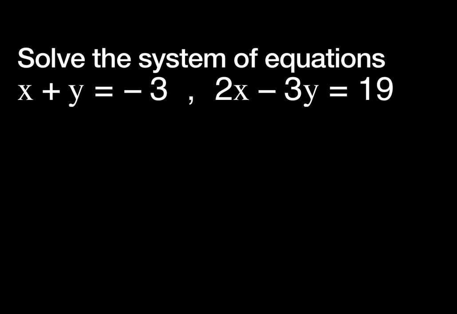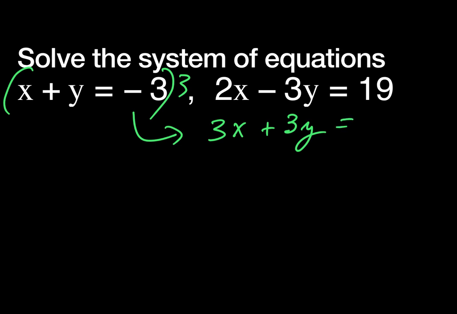Being that they're already written as x's and y's, I'm going to do linear combinations. And I'm looking and I see this is a negative. So I want to make this a positive 3y, because then when I add them up, the y's will add to 0. So I'm going to multiply this side by 3. And when I do that, I will have 3x plus 3y equals negative 9.